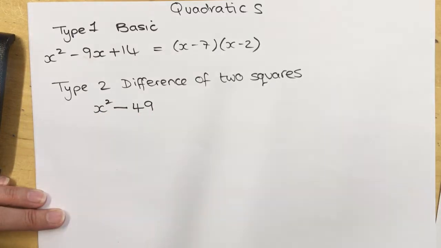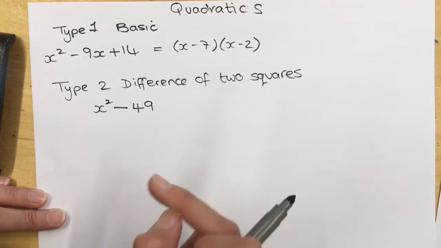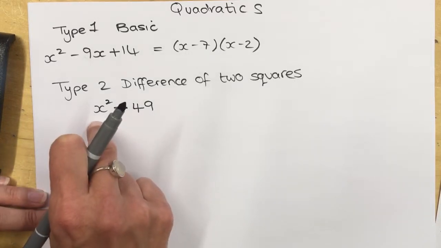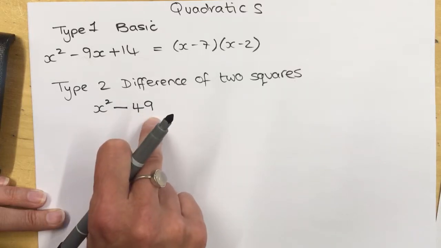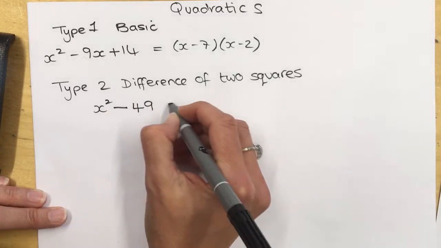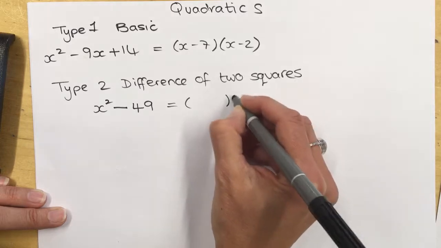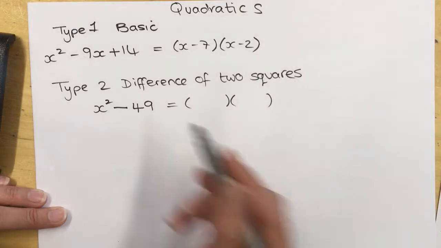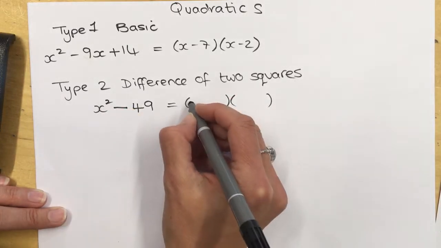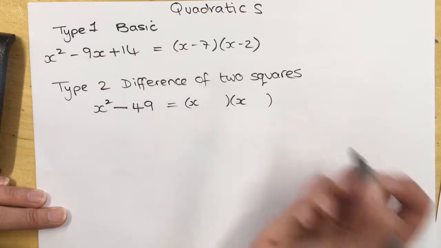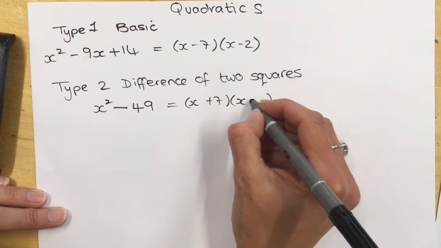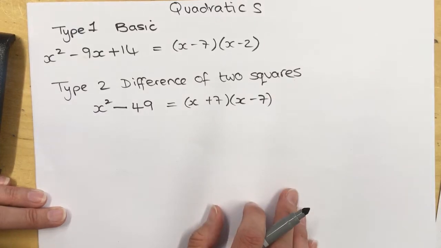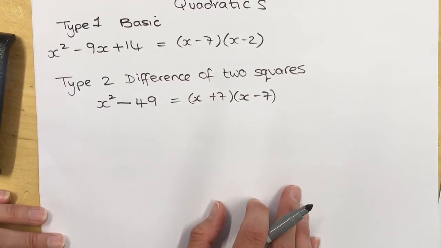Now with this, you have to see the definite things. So you've got a square here with a letter, definitely a minus sign, and definitely a square number. Okay, and you have to remember this is an easy one to factorise. We need to square root the x squared, so we have an x and an x, and we square root the 49, which gives us a positive 7 and a negative 7. So that's type number 2.